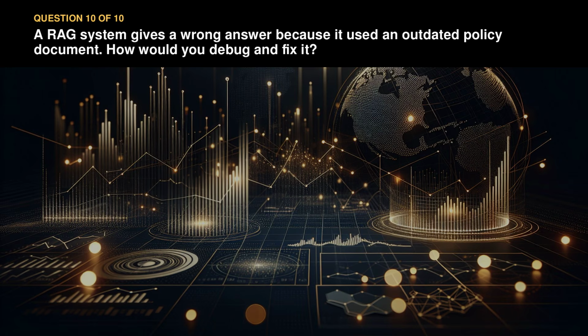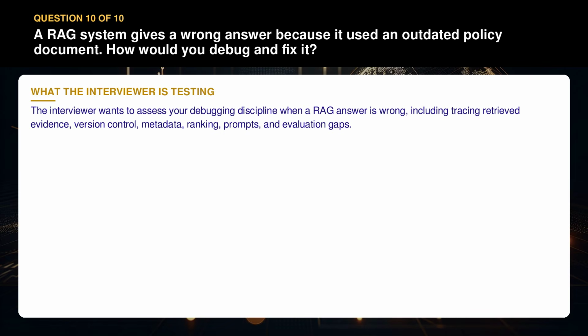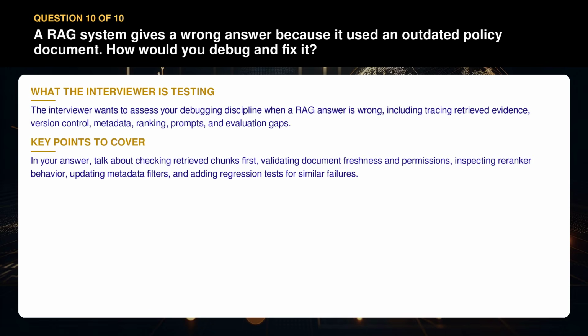Question 10. A RAG system gives a wrong answer because it used an outdated policy document. How would you debug and fix it? The interviewer wants to assess your debugging discipline when a RAG answer is wrong, including tracing retrieved evidence, version control, metadata, ranking, prompts, and evaluation gaps. In your answer, talk about checking retrieved chunks first, validating document freshness and permissions, inspecting re-ranker behavior, updating metadata filters, and adding regression tests for similar failures.